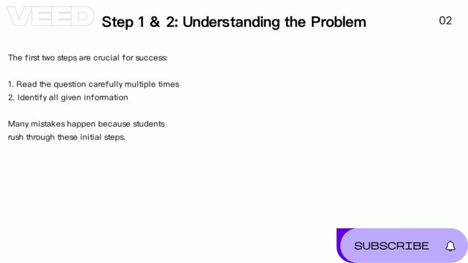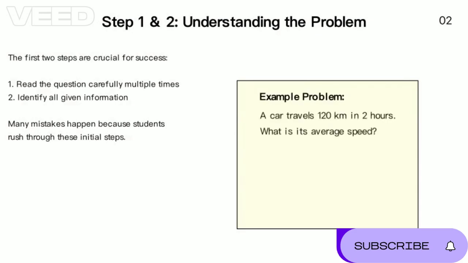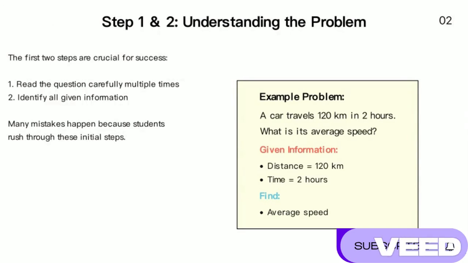Step 1 is reading and understanding the question thoroughly. Don't just skim through it. Read it multiple times to ensure you grasp what's being asked. Step 2 is identifying all given information. Look for numbers, units, conditions, and constraints.